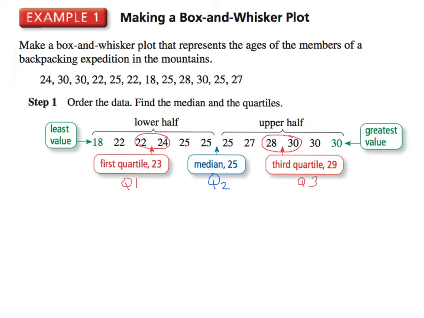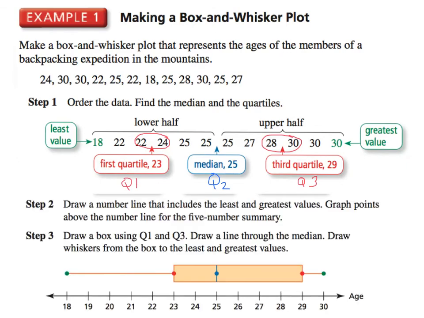If we actually draw a number line, which I'll show you in a second, you're going to put your 5 dots, your 5-number summary, and then make your box and your whiskers. The least value, 18, you put a dot on 18. Quartile 1, which is 23, you put a dot here. Quartile 2, which is your median, you put a dot here. Quartile 3, which is 29, you put a dot here. The greatest value, you put it here. So these are all your 5 points. You take your medians of the lower and upper half, and that's your box. And then your whiskers go out to your least value and your greatest value.